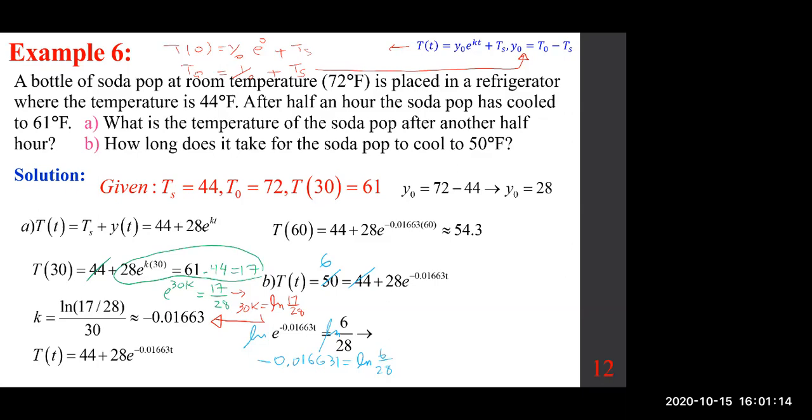This has a t, I forgot to put it. So let me actually fix this. t equals natural log of 6 over 28 divided by this number, negative 0.016663, that results in t with a bunch of decimals. By the way, 92.6 minutes. That means 1 hour, 32.6 minutes, or 1 hour, 33 minutes.